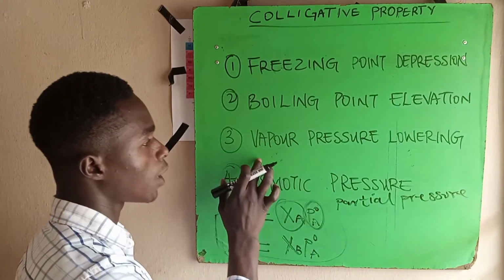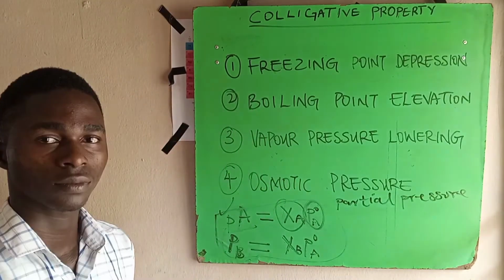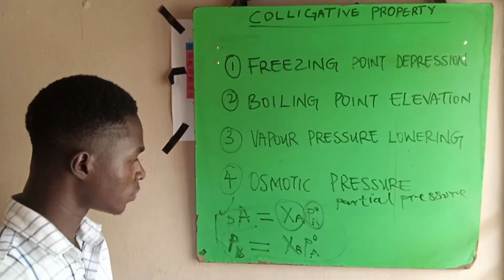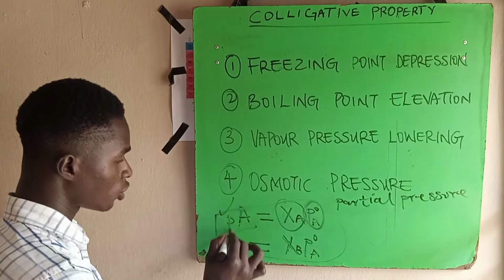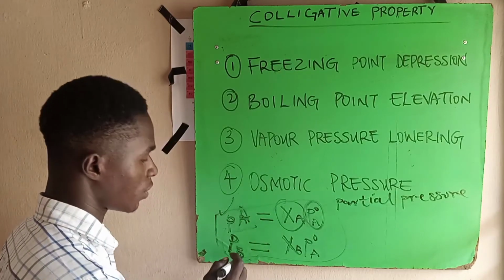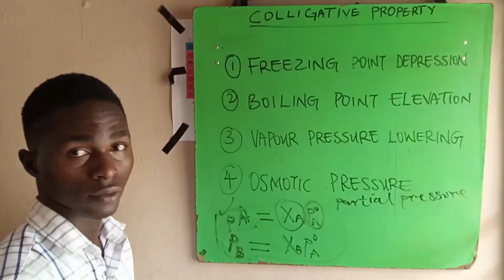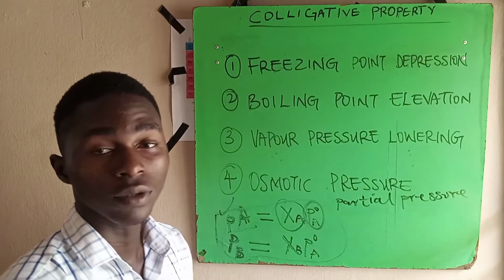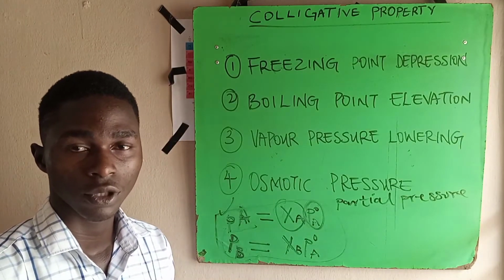So that's what we mean by vapor pressure lowering. So what's the difference between PA and PB? PA is the pressure of constituent A, and PB is the pressure of constituent B given to us. Okay, so they'll give us different constituents. Yes. Is it different solutes or different solutions?